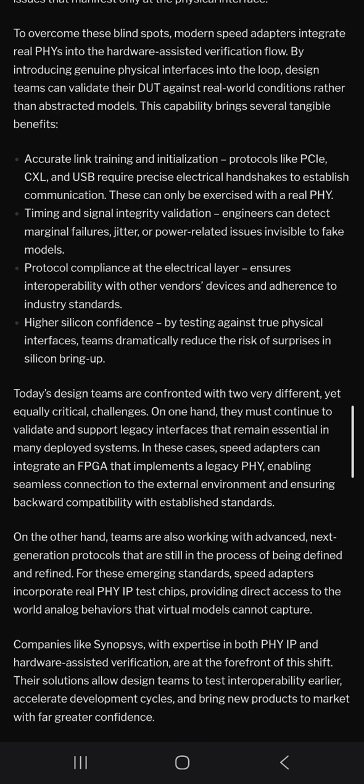Today's design teams are confronted with two very different, yet equally critical challenges. On one hand, they must continue to validate and support legacy interfaces that remain essential in many deployed systems. In these cases, speed adapters can integrate FPGAs that implement legacy PHYs, enabling seamless connection to the external environment and ensuring backward compatibility with established standards.